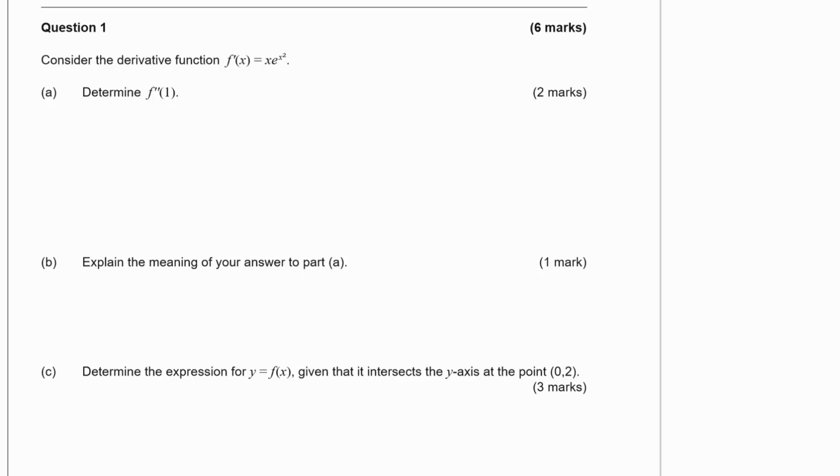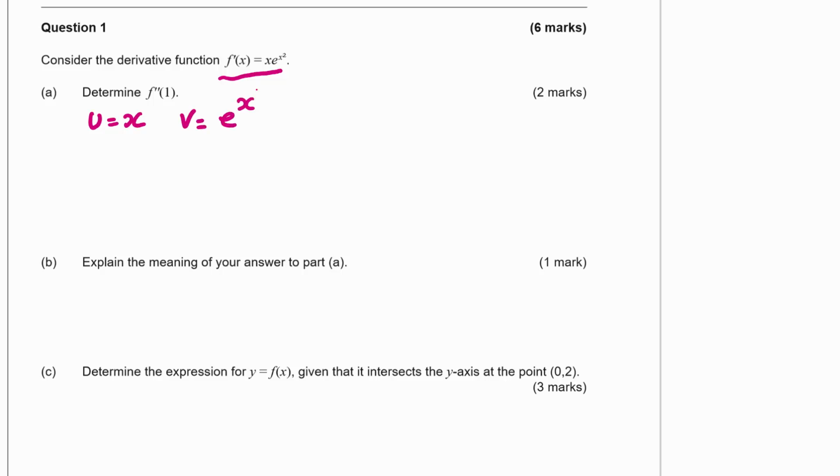Consider the derivative function f dashed x is equal to x e to the x squared. We want to determine the second differential evaluated at 1, so we need to differentiate the first differential.